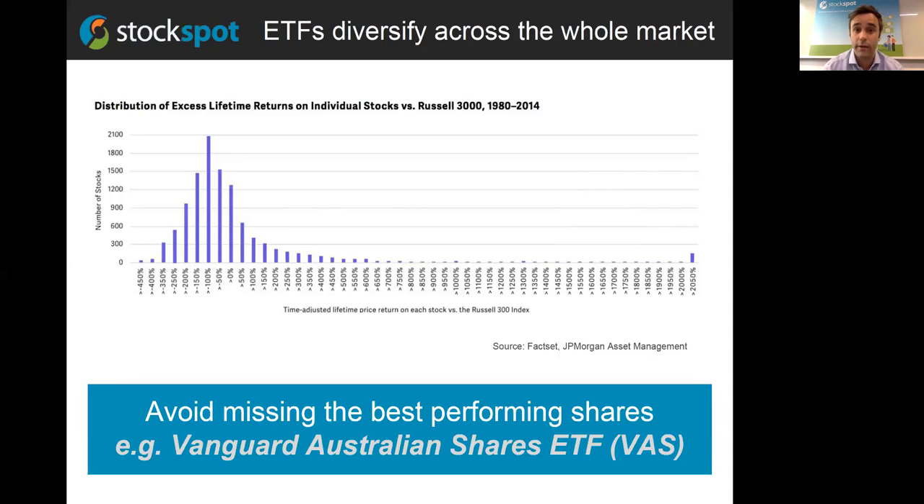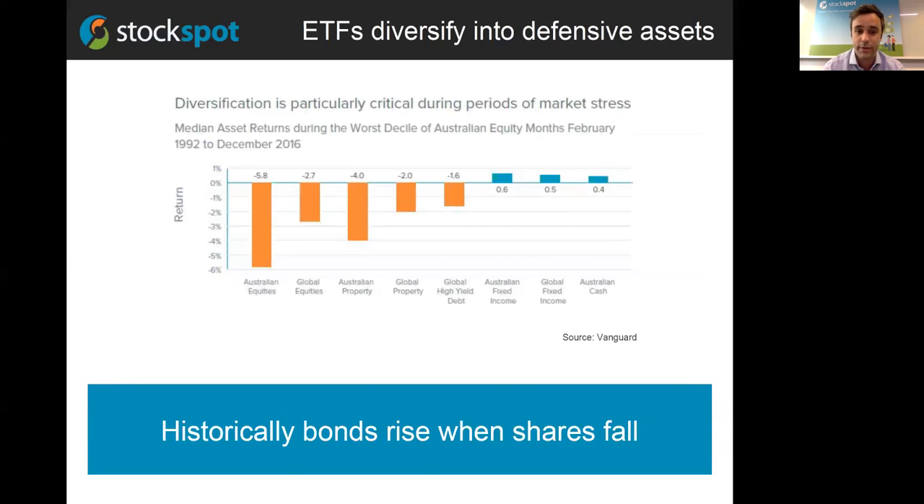And we know that over the last 100 or so years, the average return of Australian shares per annum has been about 11.5% per year. But this hasn't come from a wide range of companies. It's actually come from quite a concentrated number. So that's one way that ETFs help you diversify. They ensure that you're invested in the companies generating most of the market returns.